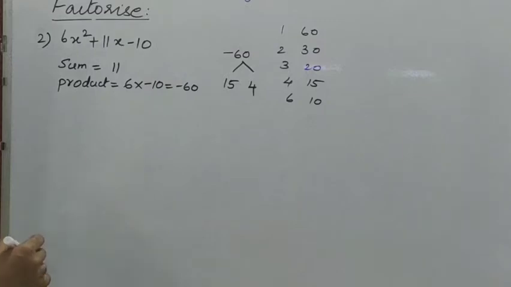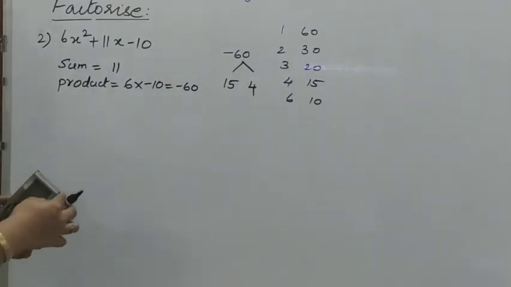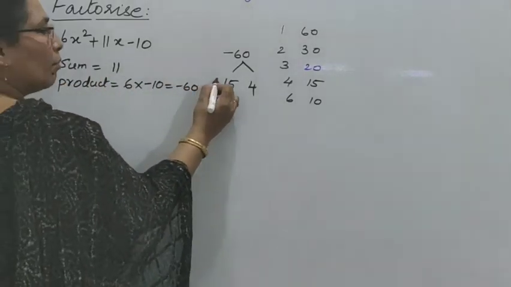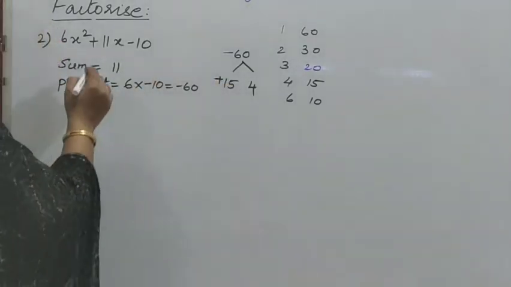Now what is the condition we have told? We should identify what is the middle term sign. Middle term sign is plus, so the greater number we should put the plus sign. What is the middle term sign?